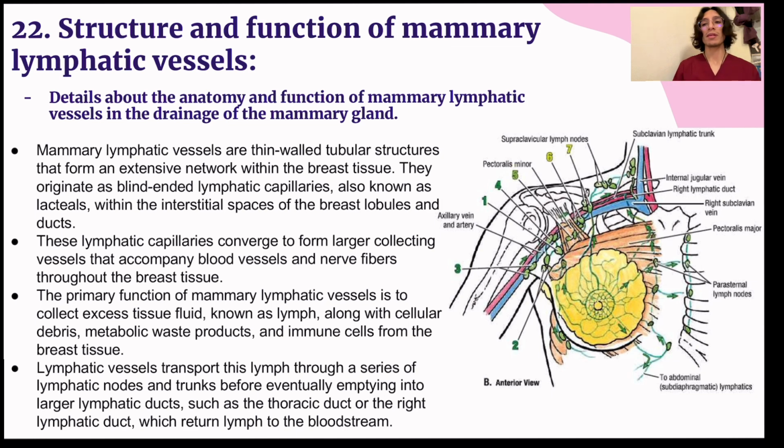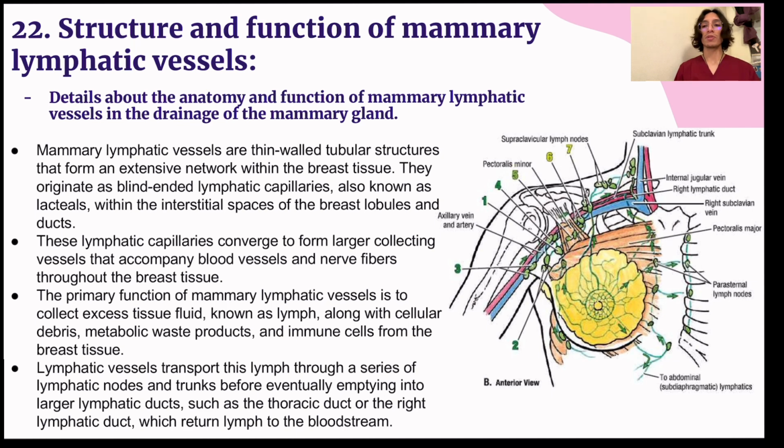Structure and function of mammary lymphatic vessels. Mammary lymphatic vessels are thin-walled tubular structures that form an extensive network within the breast tissue. They originate as blind-ended lymphatic capillaries, also known as lacteals, within the interstitial spaces of the breast lobules and ducts. These lymphatic capillaries converge to form larger collecting vessels that accompany blood vessels and nerve fibers throughout the breast tissue.